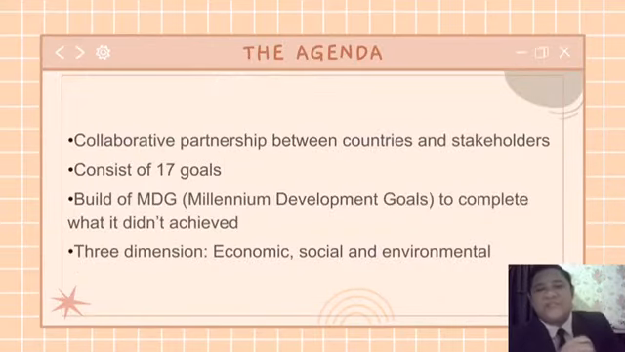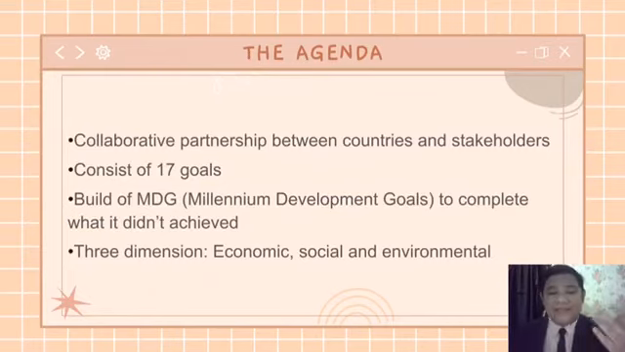Moving on from the definitions, we have the agenda itself. What is the agenda? What is it built of? And what does it consist of? Now, the agenda is called the Agenda 2030, as the goals are expected to be fulfilled by the year 2030.